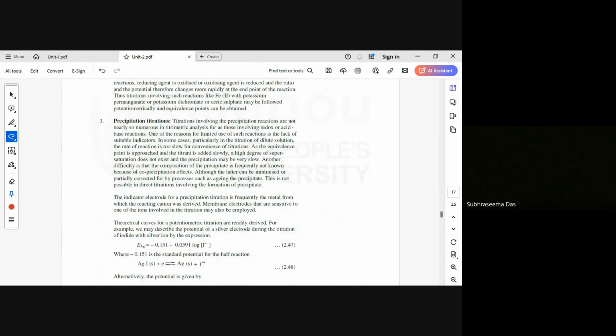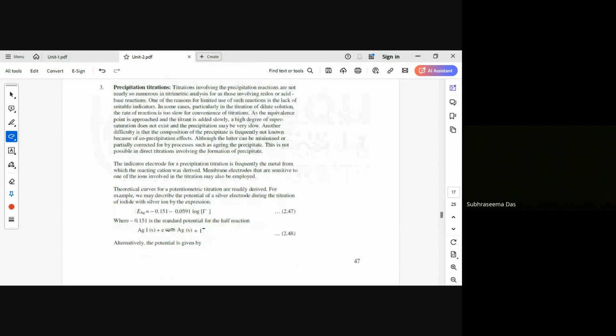titration. Then other titrations involve precipitation titrations. The titrations that involve precipitation reactions are not so numerous in titrimetric analysis, and their use is limited. In some cases, the rate of the reaction is also very low, and the equivalence point might not exist, and it is very difficult to calculate the equivalence point. However, theoretical curves for potentiometric titration have been derived.